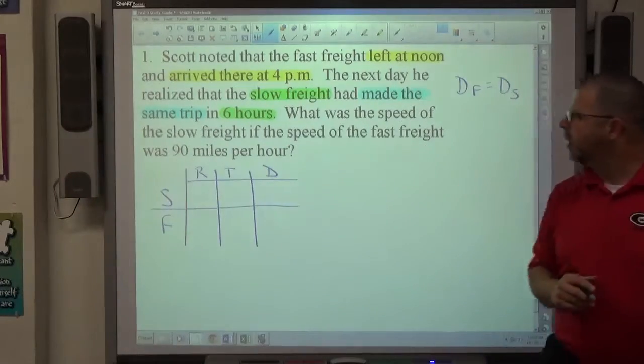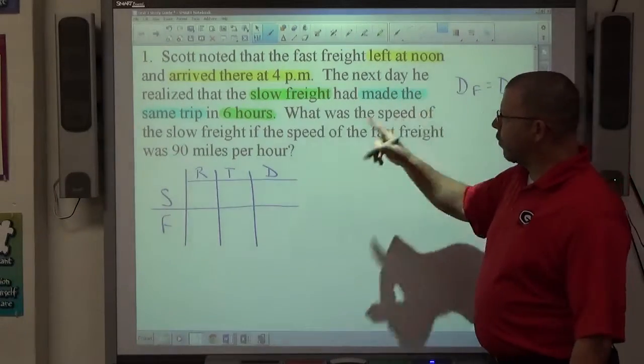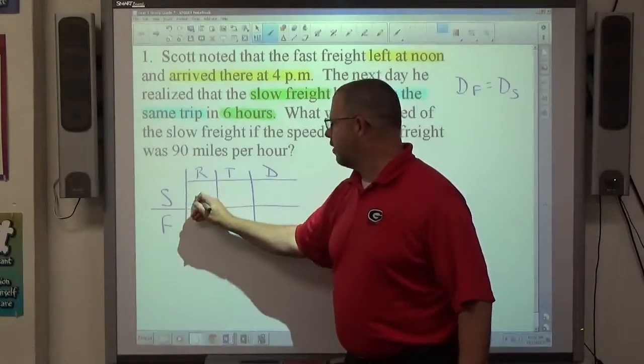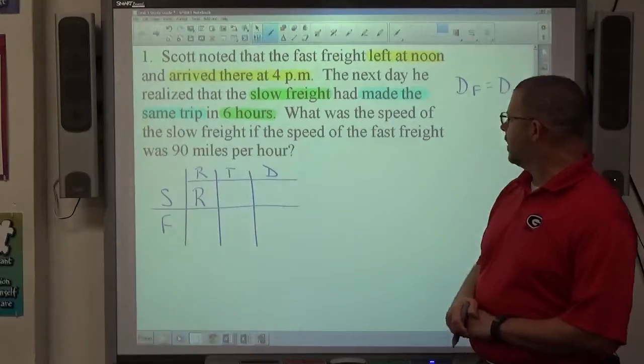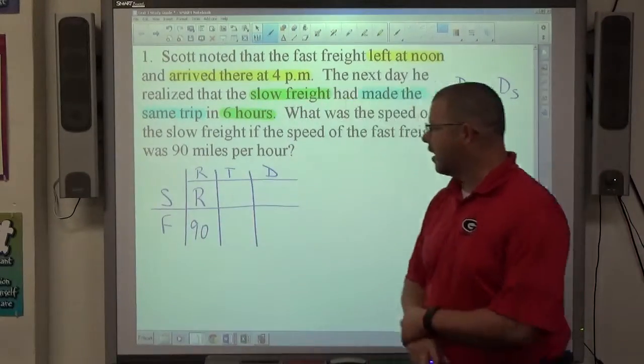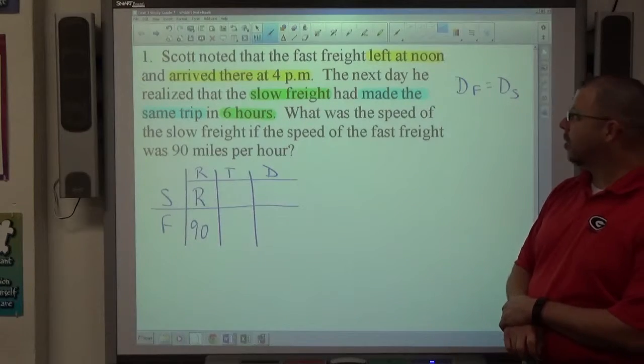and I make my chart. If we focus on the rates of both to begin with, it asks what was the speed of the slow freight. That means we don't know what it is, so I'm going to put R to represent its rate. The speed of the fast freight was 90 miles per hour, so we know exactly how fast the fast freight is going.